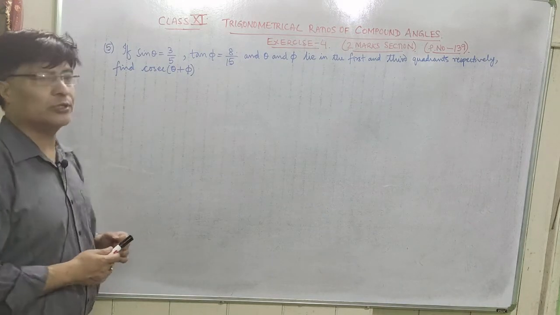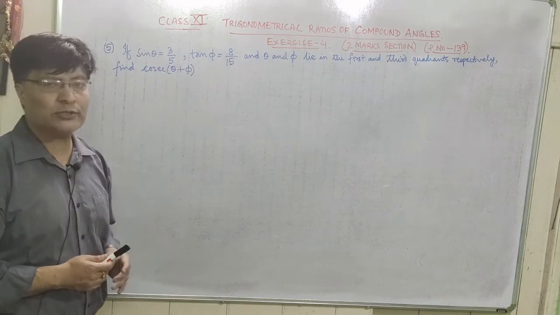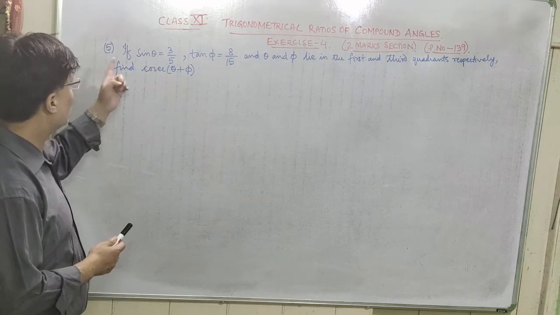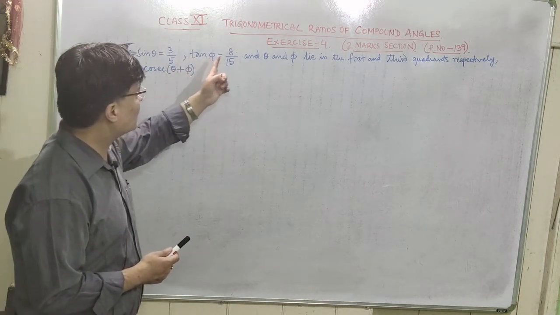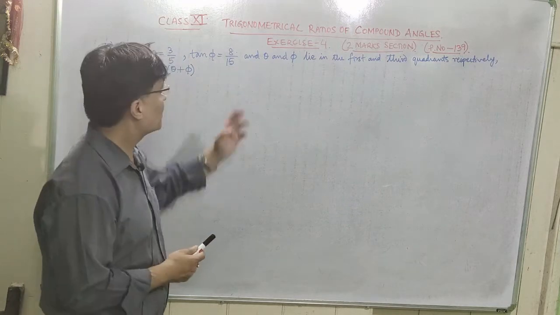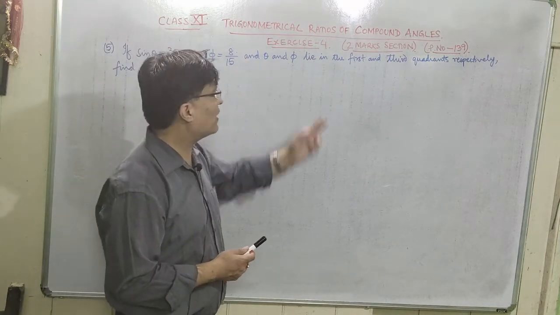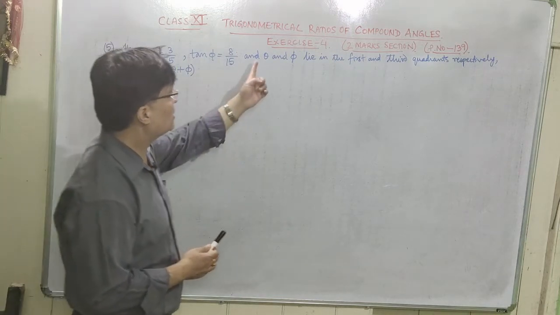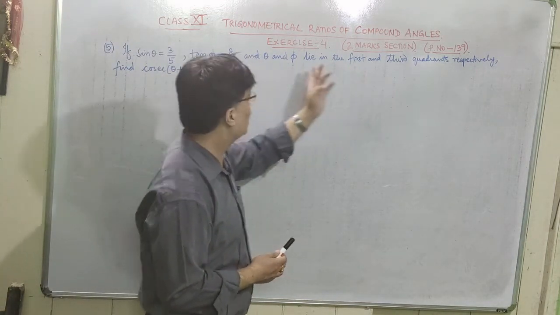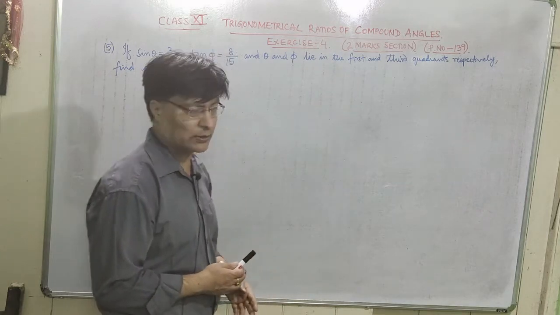So let us do this question number 5 from 2 marks section. If sin theta is equal to 3 upon 5 and tan phi is equal to 8 upon 15 and theta and phi lie in the first and the third quadrants respectively. That means theta lies in the first quadrant and phi lies in the third quadrant.